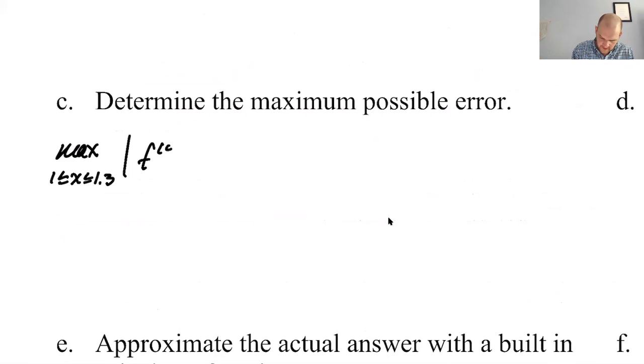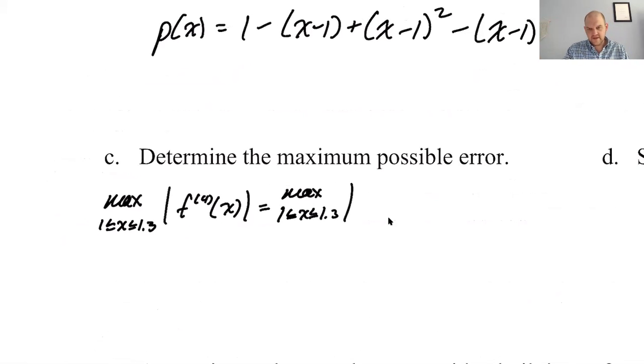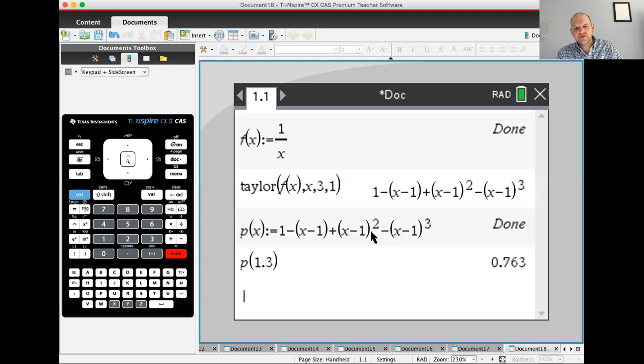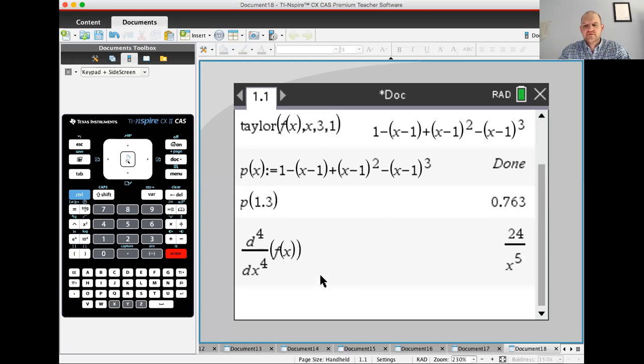I always worry that this communicates the wrong thing. 1 to 1.3, the absolute value of, do I know the 4th derivative? I don't think I did that. All right, I'm going to go back here. Derivative f of x, comma x, 4th derivative. So, 24 over x to the 5th.